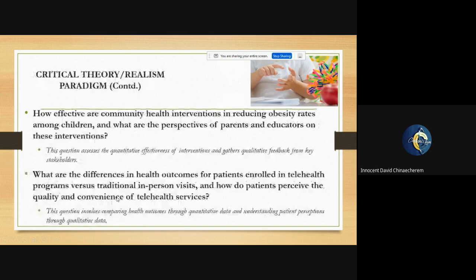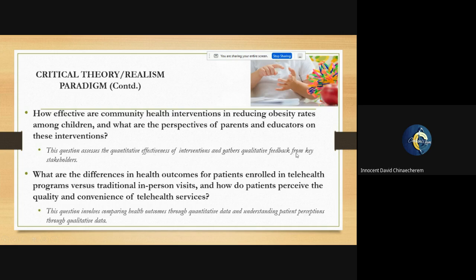Now, lastly, how effective are community health interventions in reducing obesity rates? Effective in reducing obesity rates, which is numerical, and what are the perspectives of parents and educators? So you see that it contains what? Quantitative effectiveness, which is related to what?